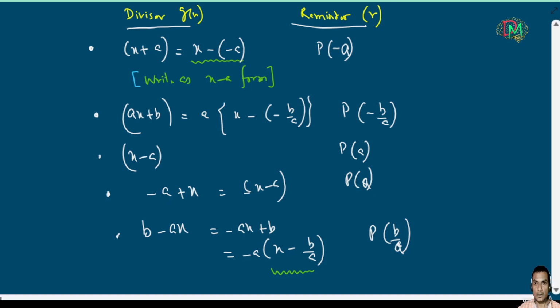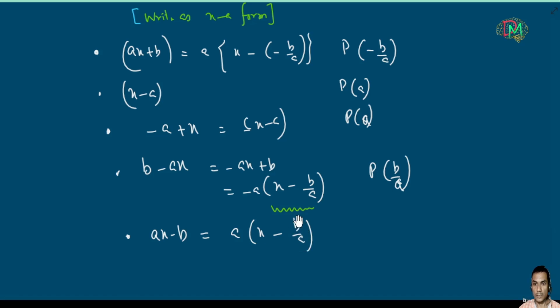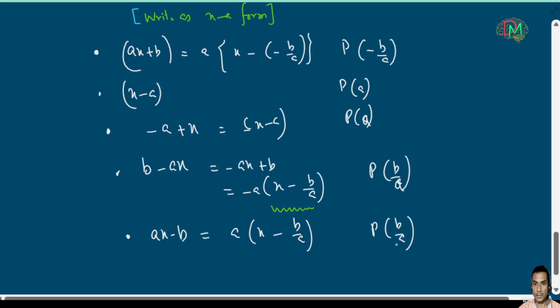The last one is, if it is ax minus b, then also you can take common a here, then x minus b by a. So already I told you, you just arrange it into x minus a form, and you just consider only the value without the sign, b by a. So here the right answer will be p of b by a. Clear?